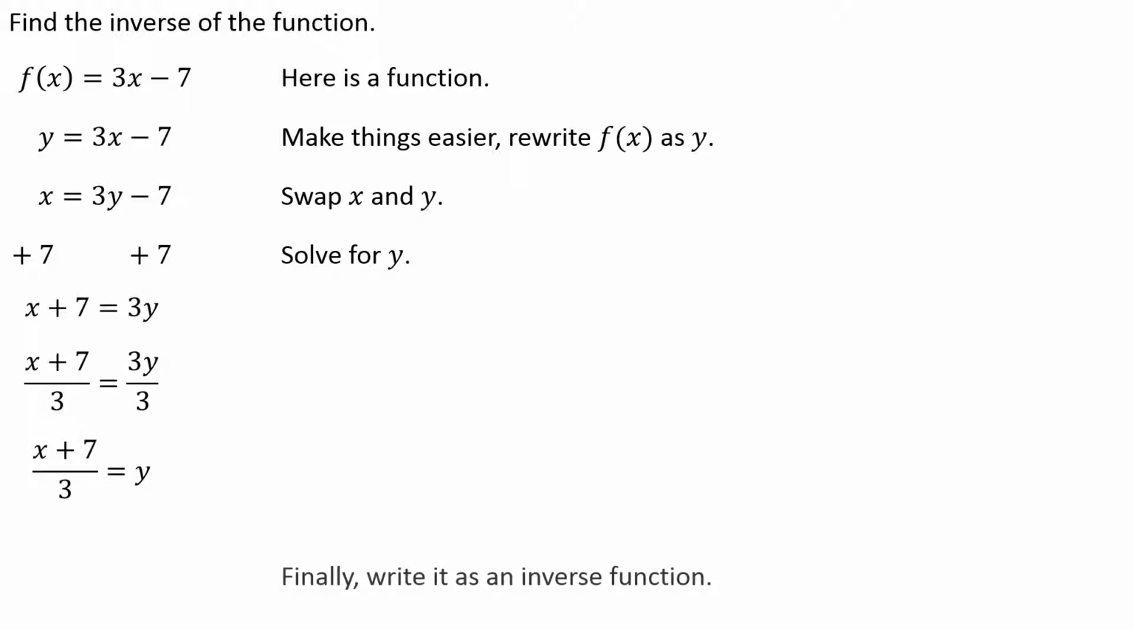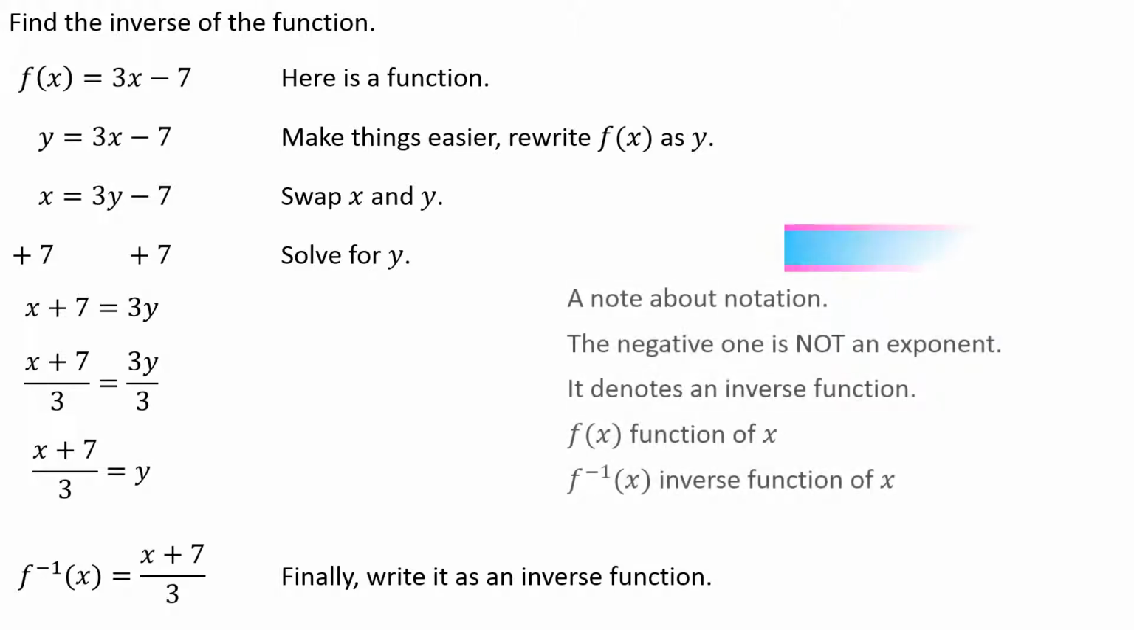Now, let's rewrite it as an inverse function. So if the original function f of x is 3x minus 7, the inverse function of x is x plus 7 over 3.